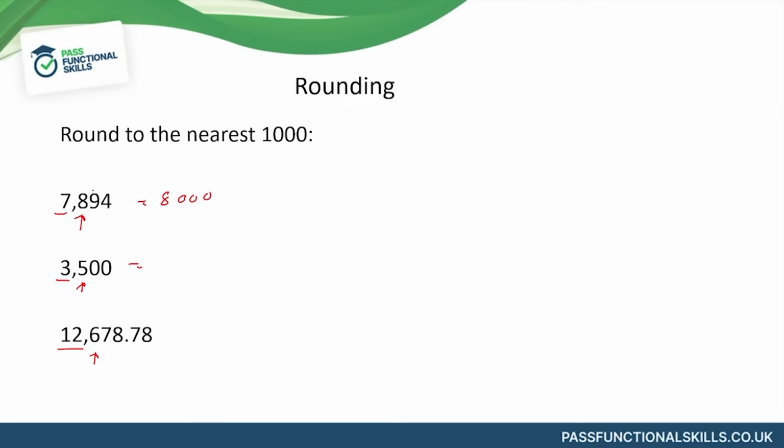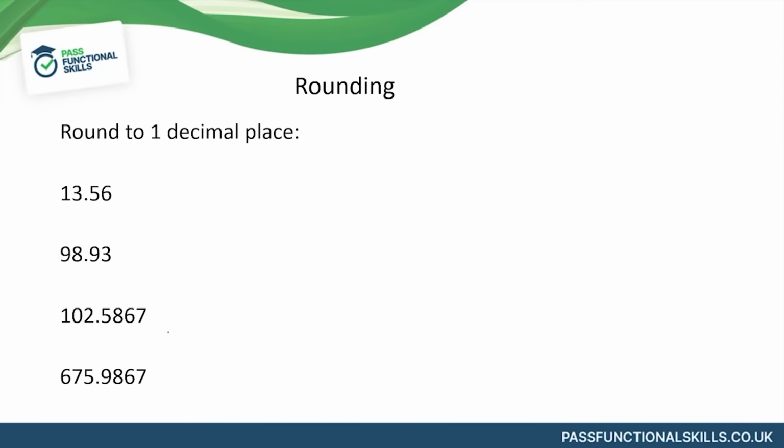7894 is between 7,000 and 8,000, but it's closer to 8,000. 3,500, we've got a 5, so that will round up. 5 goes up, not down, so the 3 will become a 4, and everything after that becomes a 0. Here we've got a 6 in the hundreds, so the 2 will become a 3, so 1, 3, everything else will become a 0, so 13,000.